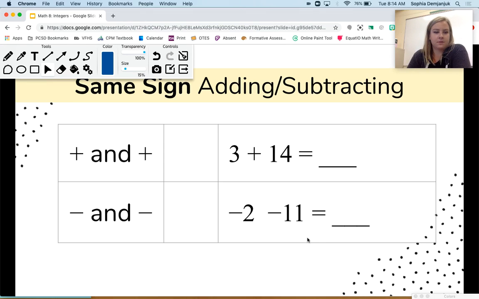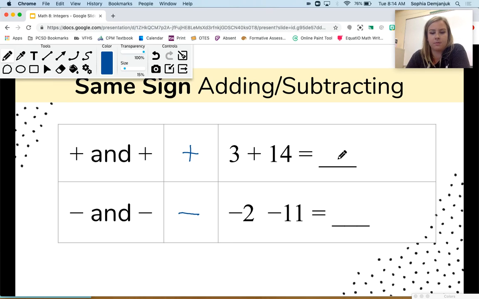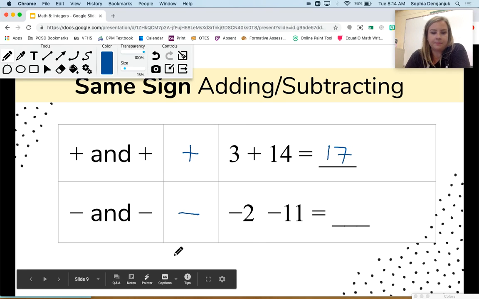So first rules that we're going to remind ourselves with, this is just a review lesson, so something should ring a bell from the last few years of math, is when you're working with the same sign and you're adding and subtracting, you're going to keep that sign. So if both your numbers are positive, your answer is going to stay positive. If both your numbers are negative, your answer is going to stay negative, and you're going to add those two numbers together. So same sign, keep the sign, and add the numbers. So 3 plus 14, we've known that one for many, many years, is 17.